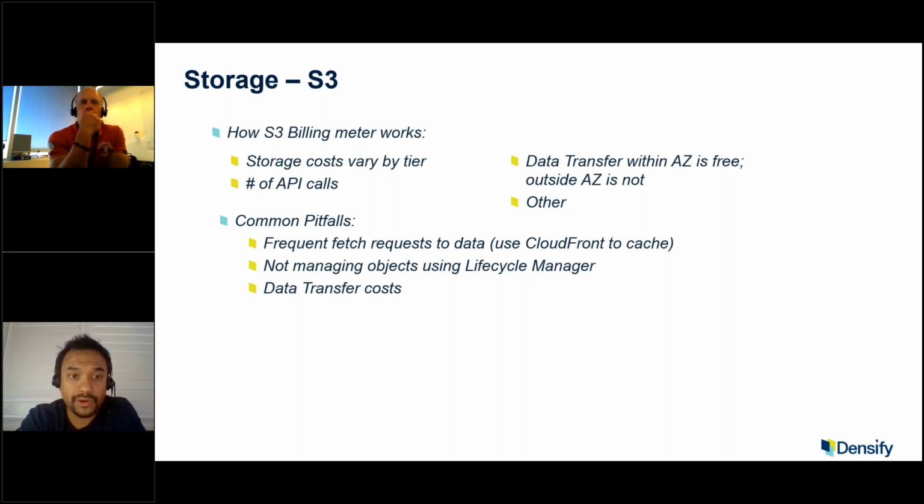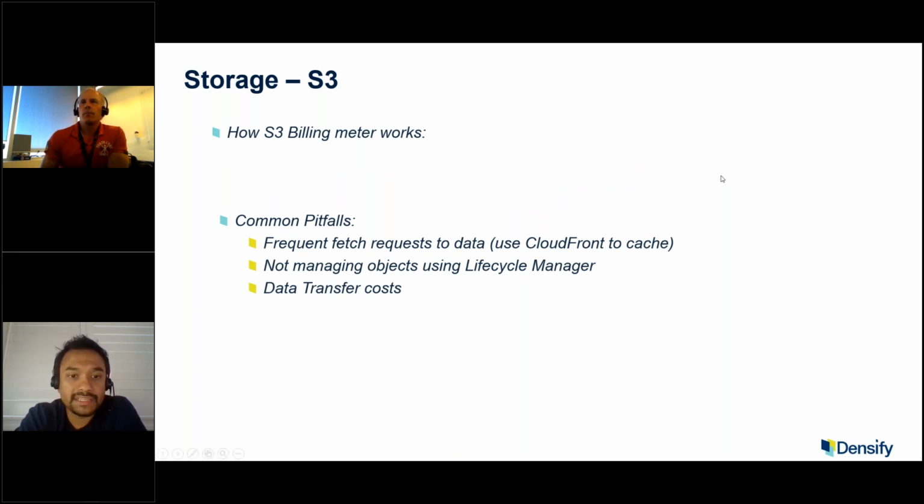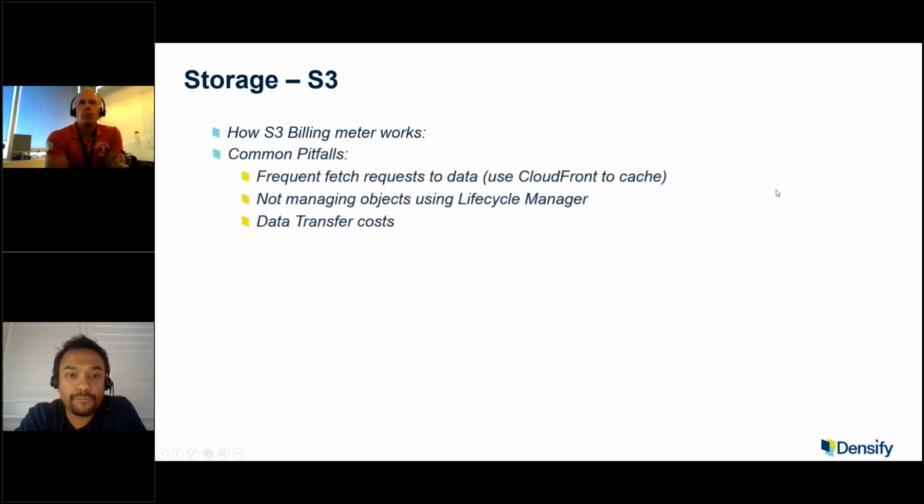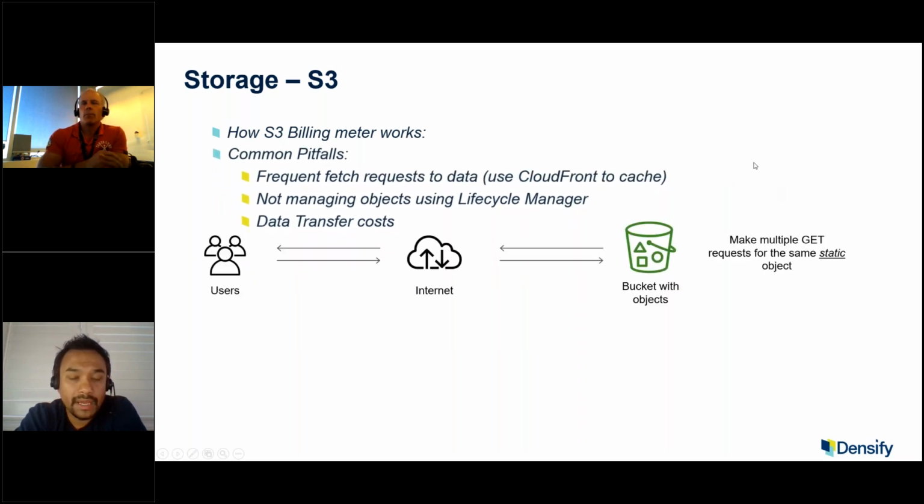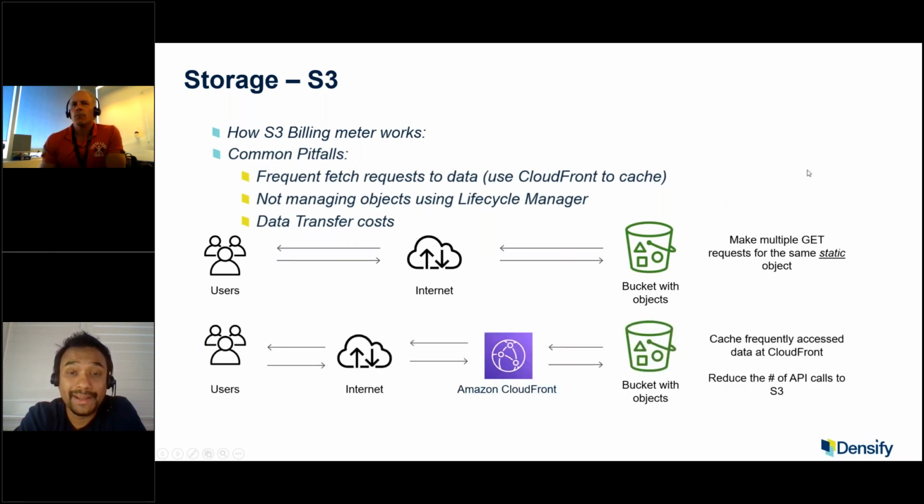You can see various storage costs by tier and by API calls, and some of the pitfalls, as you'll see, Andy, you can build a slide up here as we go through them, is that customers forget to cache data. For example, I have a bucket with a lot of static content, and I'm making a million HTTP GET requests there. I'm actually paying for them. Well, if the content is static, why don't I use something like CloudFront? Developers need to know that, so I can cache them. I get better performance out of it, and at the same time, I don't make that many requests to my S3 bucket, and I lower my cost.